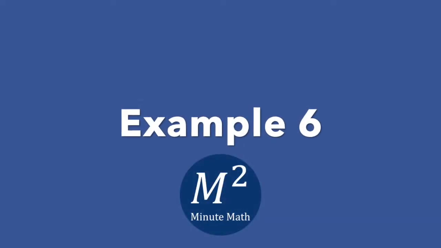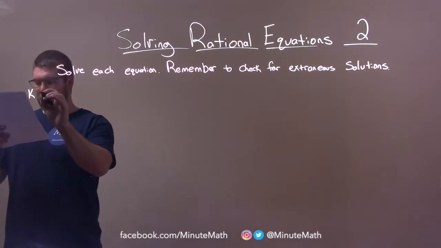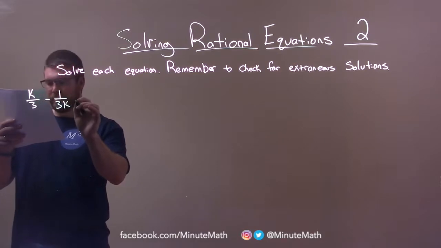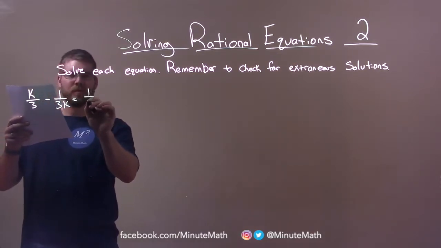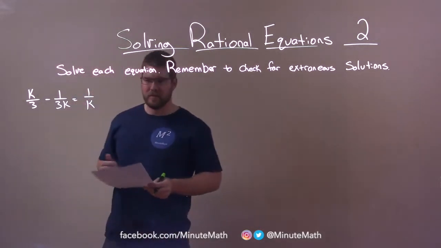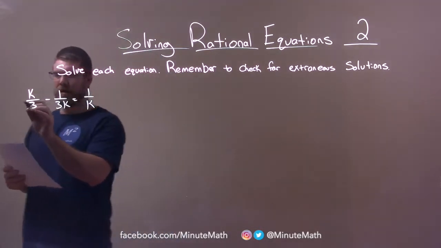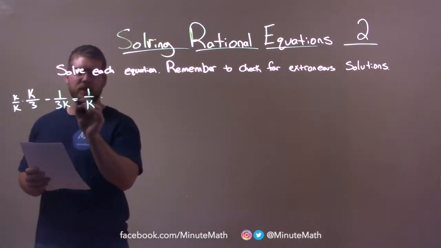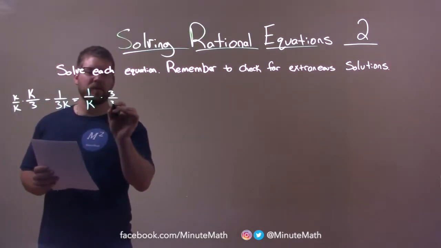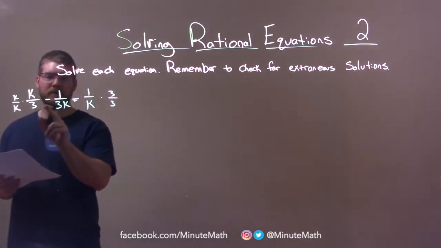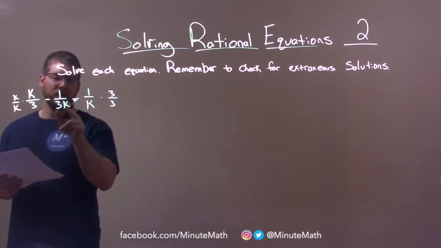k over 3 minus 1 over 3k is equal to 1 over k. Now this one, I want to have all the denominators to be 3k. So to do that, this first part should be multiplied by k over k, and the last part here multiplied by 3 over 3. So let's kind of bring this together. This denominator here, when we subtract them, shares k times 3, or 3k.